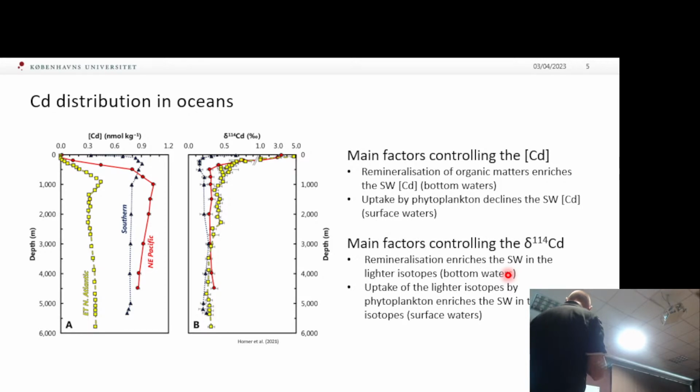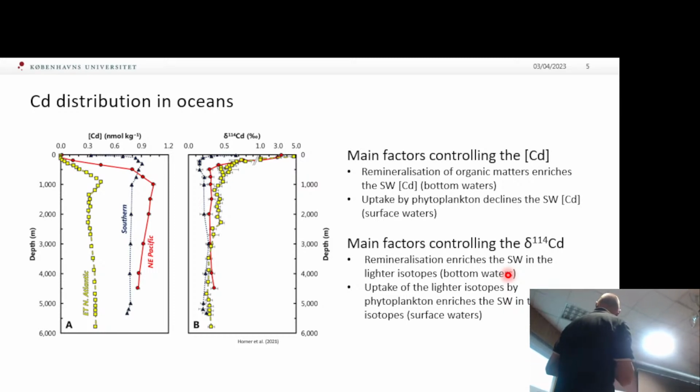And vice versa for the cadmium isotopes, where remineralization enriches the seawater in the lighter isotopes at the bottom waters, and uptake of the light isotopes in the surface waters will enrich the seawater in the heavy isotopes. So, as I said, overall cadmium acts like a nutrient element.